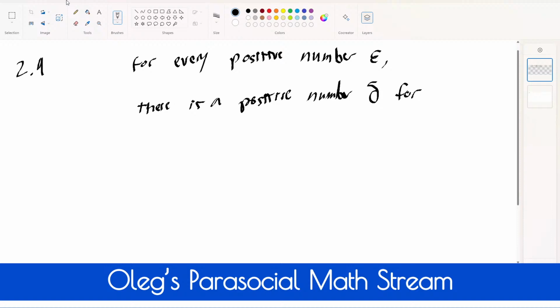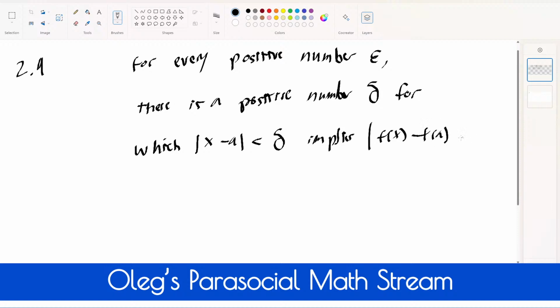For every positive number epsilon, there is a positive number delta for which, I'm trying to give it extra lines in case I'm going to write underneath them, for which the absolute value of x minus a is less than delta implies the absolute value of f of x minus f of a is less than epsilon.